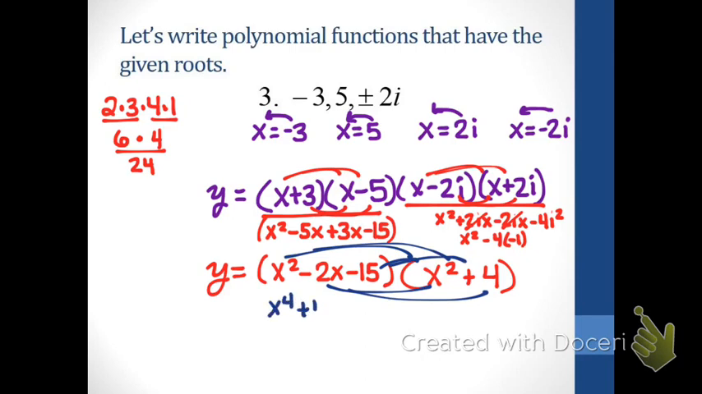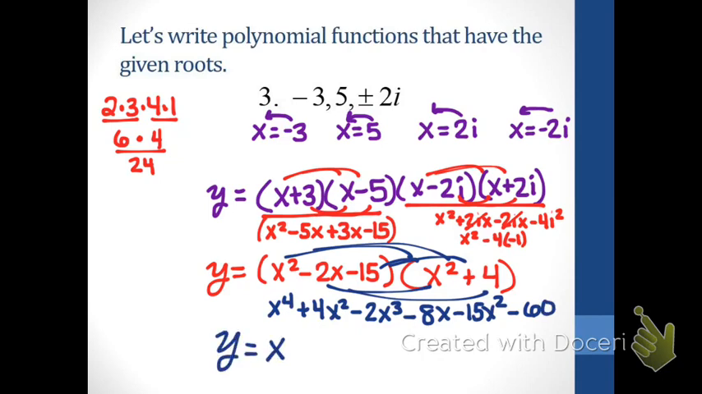So we get x to the 4th plus 4x squared minus 2x to the third minus 8x minus 15x squared, and that's going to be minus 60. Okay, combine like terms and write in descending order.